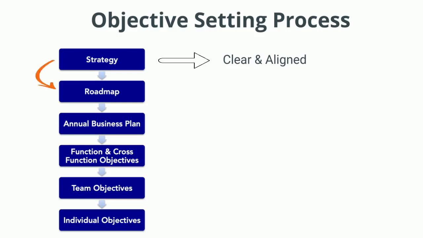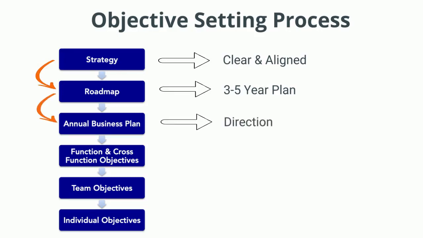Strategy is cascaded to a 3 to 5 year roadmap. The roadmap is then cascaded to an annual business plan. This plan provides direction to the organisation for annual objective setting. Function and cross-function objectives are cascaded from the annual business plan. Function heads need to align on any cross-functional objectives, as you cannot assume support or prioritisation.